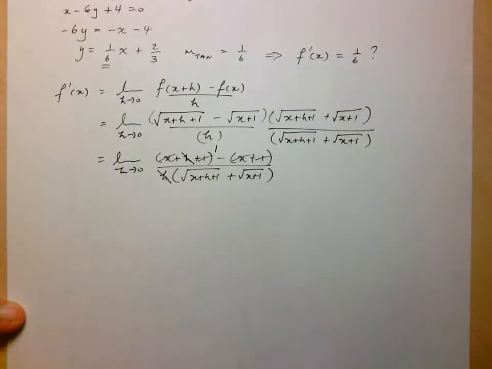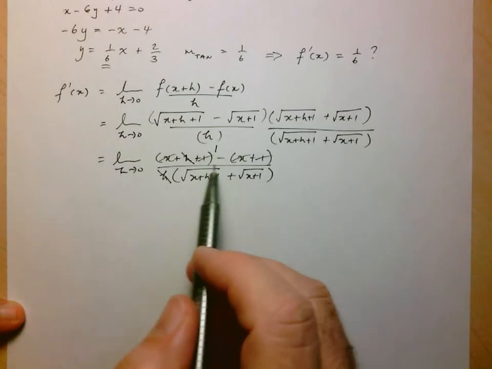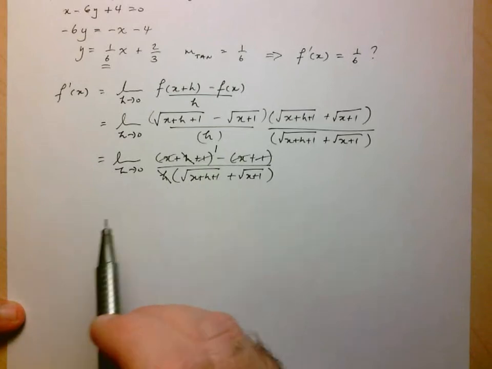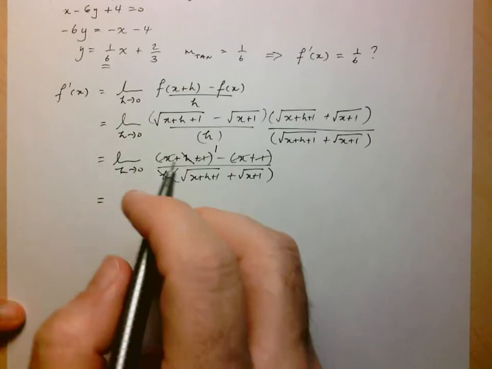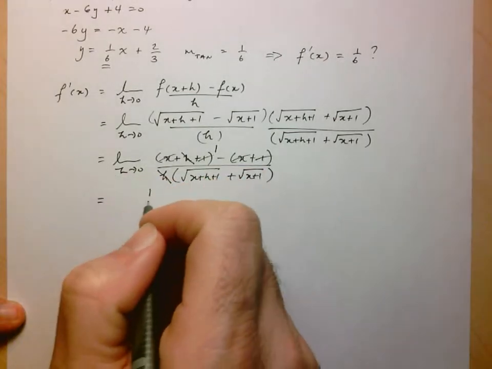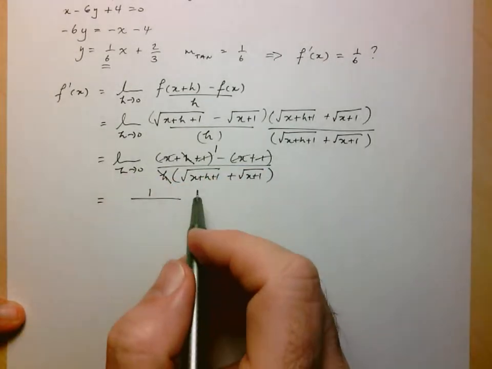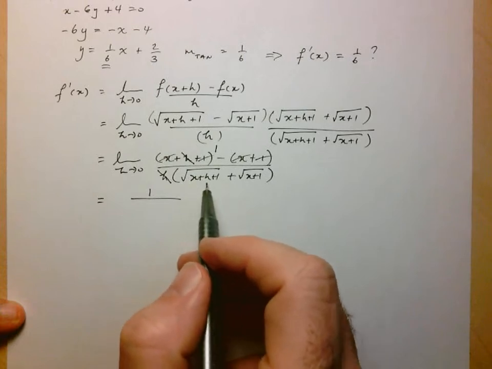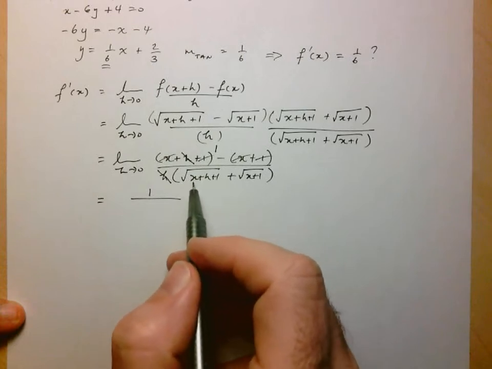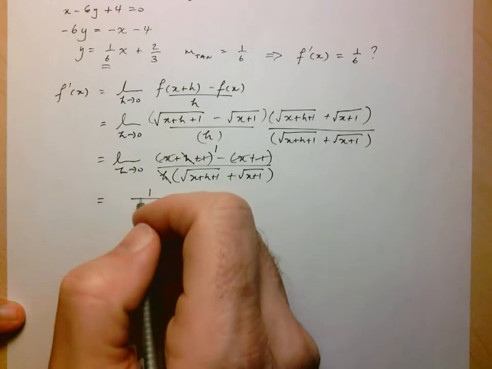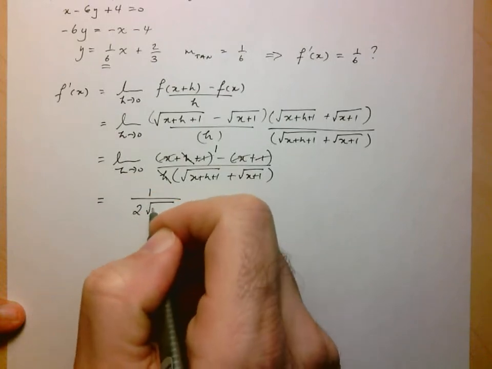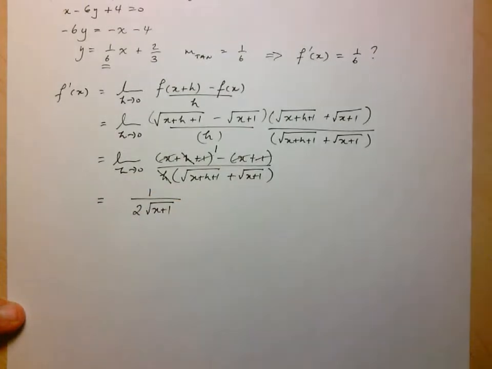Okay, but more importantly, in the denominator, I now have no expression that approaches 0. So I can now determine the limit. So the numerator obviously just approaches 1, and in the denominator, what do I have? This just approaches x plus 1. So I just have root x plus 1 plus root x plus 1. So 2 times the square root of x plus 1. Okay, so this is the derivative.